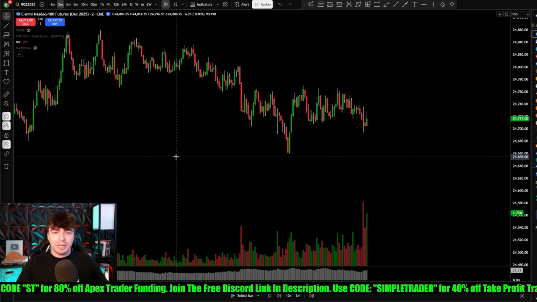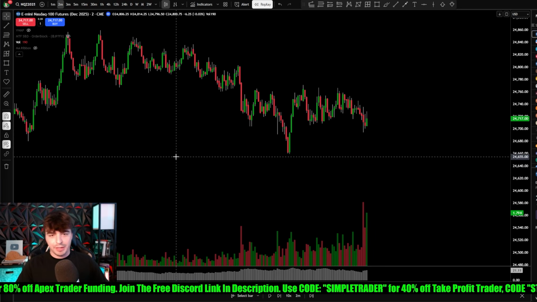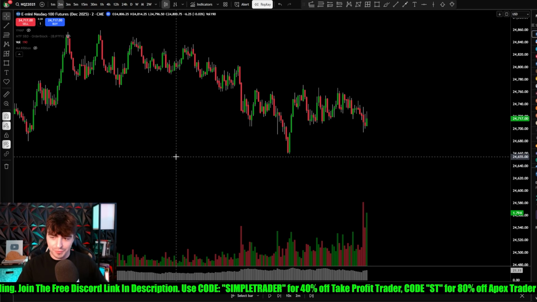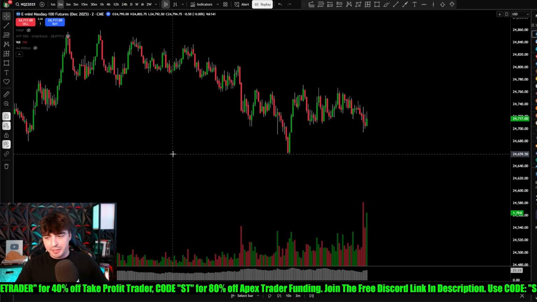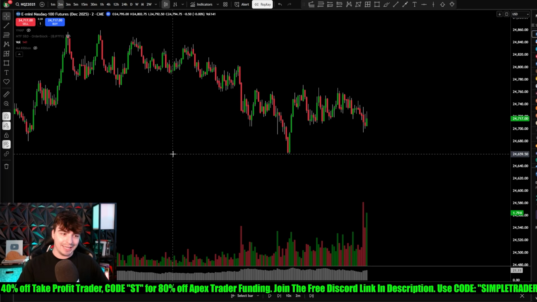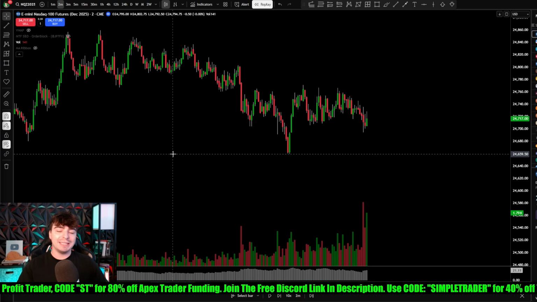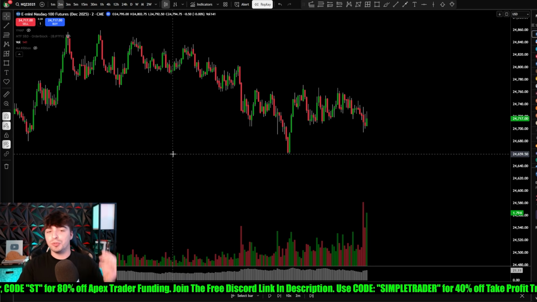So now, before I show you this indicator, it's really important that you understand how I trade and the logic behind what moves the market. The way that I trade is a mix of supply and demand and liquidity, and I combine the two to basically try to find where the most orders are sitting.